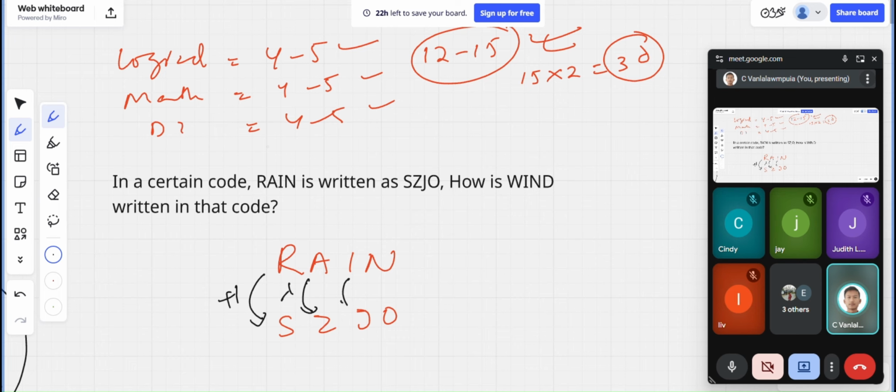What about here? IZ. So IZ is plus 1. MNO. NO. This is plus 1. So it's very irregular, right? The pattern is so irregular, right?